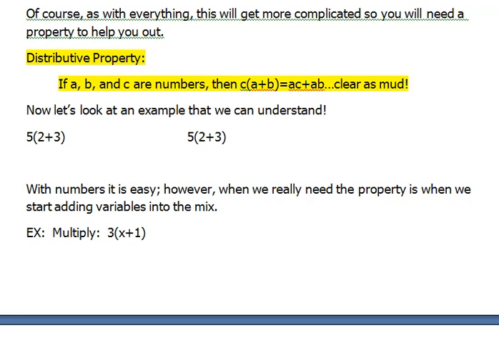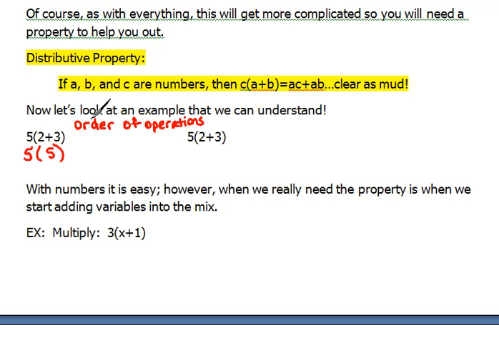Before we begin to actually start combining like terms in problems, we also are going to need a property, and that's called the distributive property. Now this says if A, B, and C are numbers, then C times (A plus B) equals C times A plus C times B, meaning we would distribute the C throughout the parentheses. Now, it doesn't seem very clear until we're actually looking at an example.